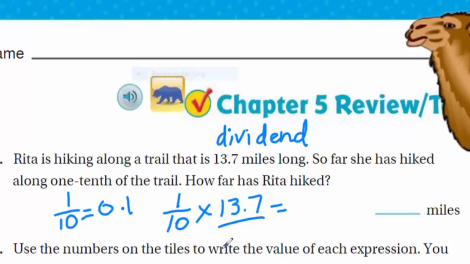Well, if you look at that, what is 1/10 of 13.7? Well, we're going to multiply, right? So 13.7 times 1 is going to be 13.7. And then, of course, we just have 10 as our denominator. Well, what problem have we represented now? 13.7 divided by 10. Notice we're not dividing by 1/10, we're dividing by 10. What we want to do is take that dividend, that whole, and we want to make 10 equal parts.